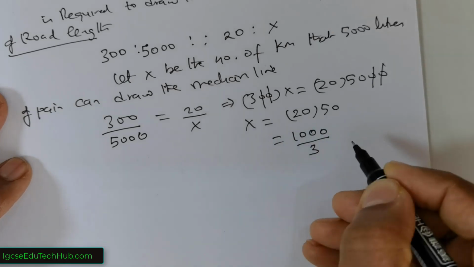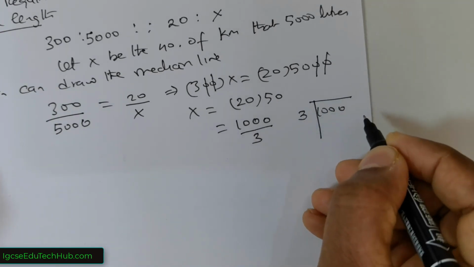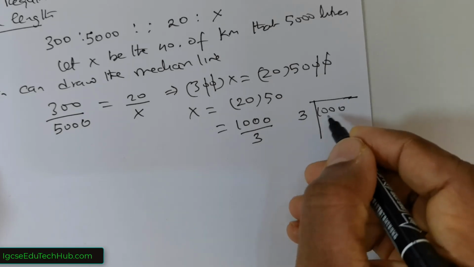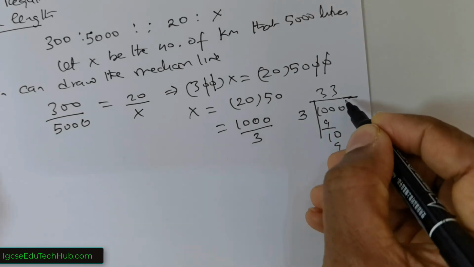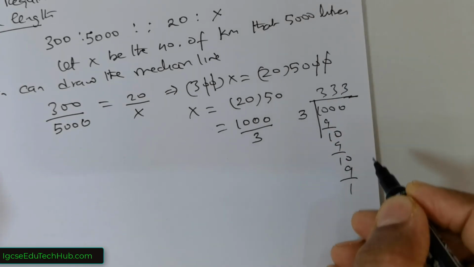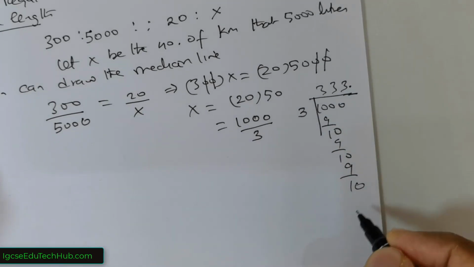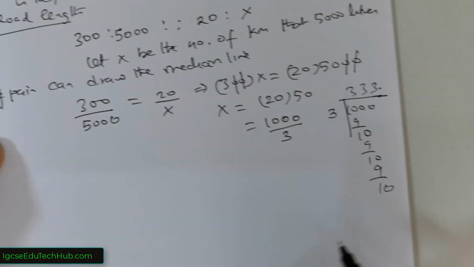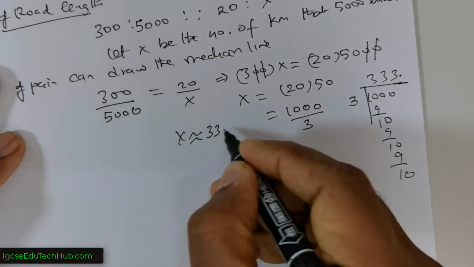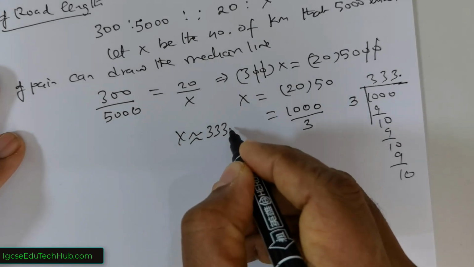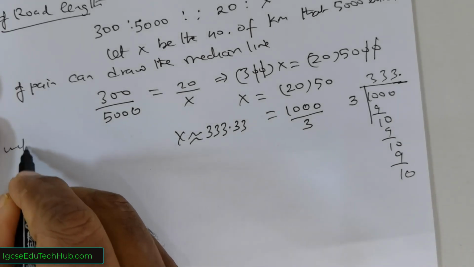This is going to be 1000 divided by 3. So you have to divide this. 3 3s are 9, you have a 1, and this is going to go on. Every time you get a 1 and you add a 0, this will be stretching. So for x, you can only use the approximation symbol. x is approximately 333.33. So that's fine. So what is the conclusion?